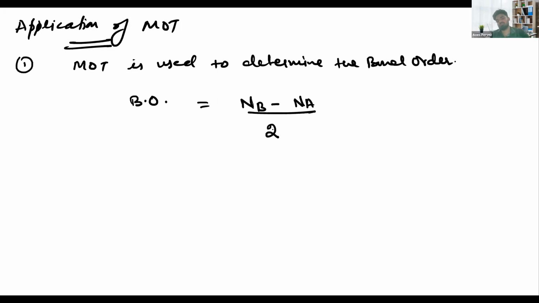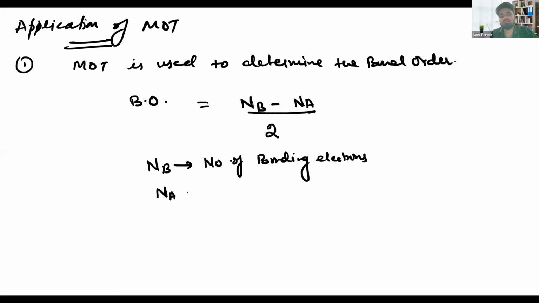You understood? What is NB and what is NA? This is the number of electrons. NB is the number of bonding electrons, and NA is the number of anti-bonding electrons, the electrons present in anti-bonding molecular orbitals. Okay, understood?